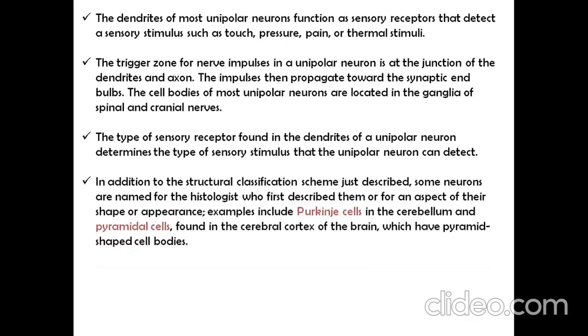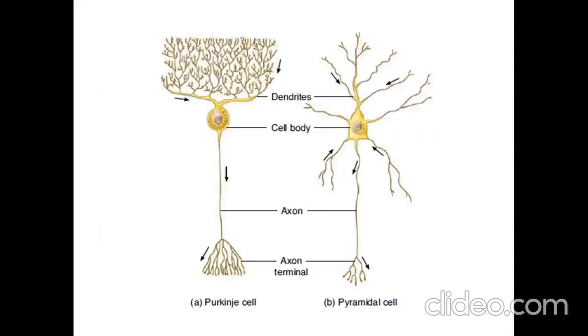In addition to the structural classification scheme just described, some neurons are named for the histologist who first described them or for an aspect of their shape or appearance. For example, the Purkinje cells in the cerebellum and the pyramidal cells found in the cerebral cortex of the brain, which have pyramidal shaped cell bodies. These are the Purkinje cells and second one is the pyramidal cell.